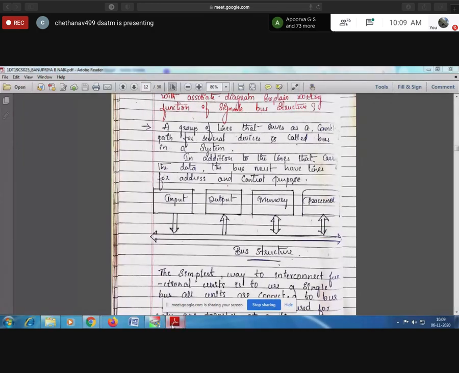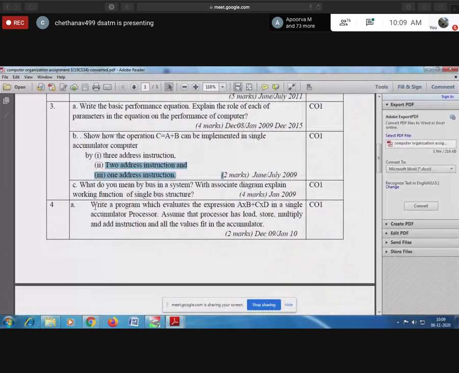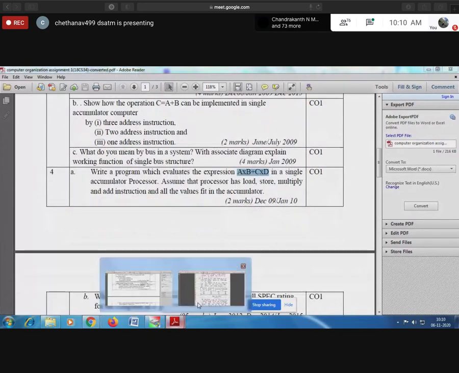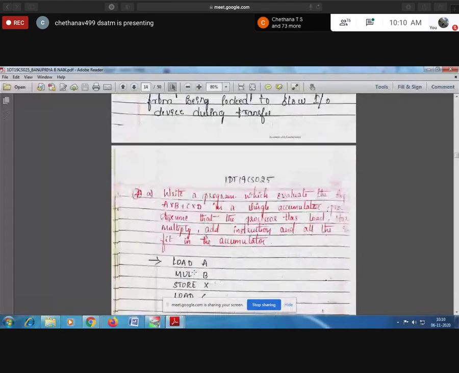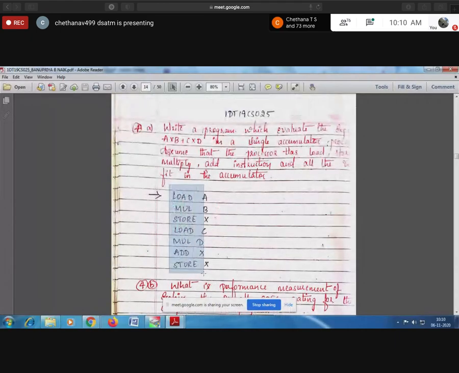Next, we'll go to the fourth question. What is the fourth question? You are supposed to write the program for the expression A into B plus C into D. For this one simple expression, you have to write the program. They've also given the operations you can use: load, store, multiply, and add. Using these instructions, you can write the program, and you can use the accumulator here. It's a very simple program.